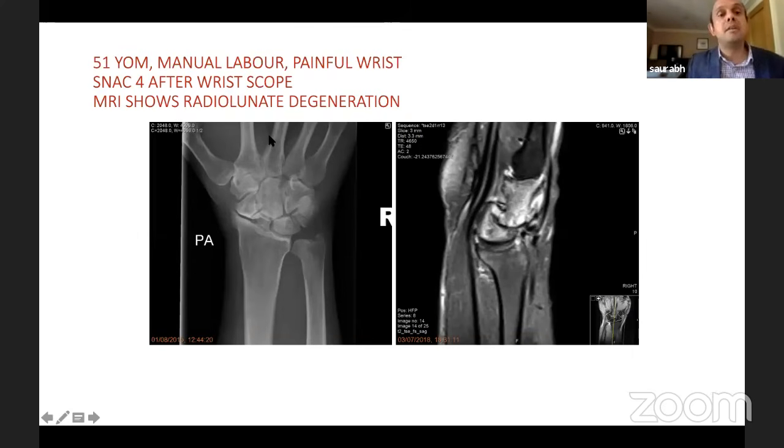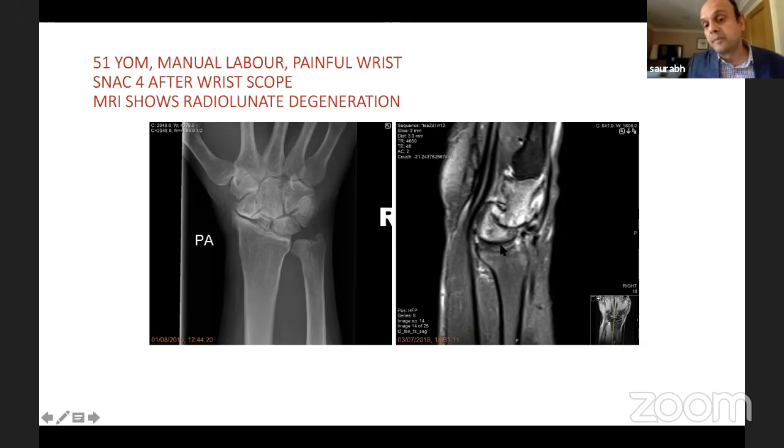Then this is another case of mine, a 50-year-old in a manual labor job. As I said, he had a scaphoid fracture. He never came to hospital. Now his wrist is arthritic. He can't work, so he's come to me. Now we got an MRI scan, and you can see here the capitate lights up. So you know capitolunate is arthritic.